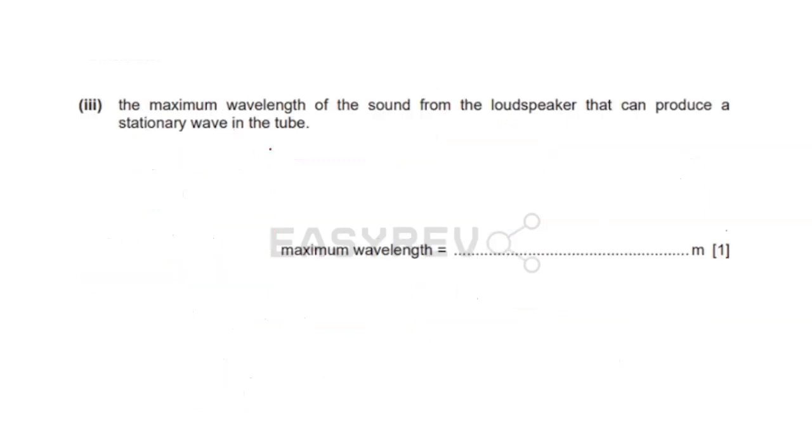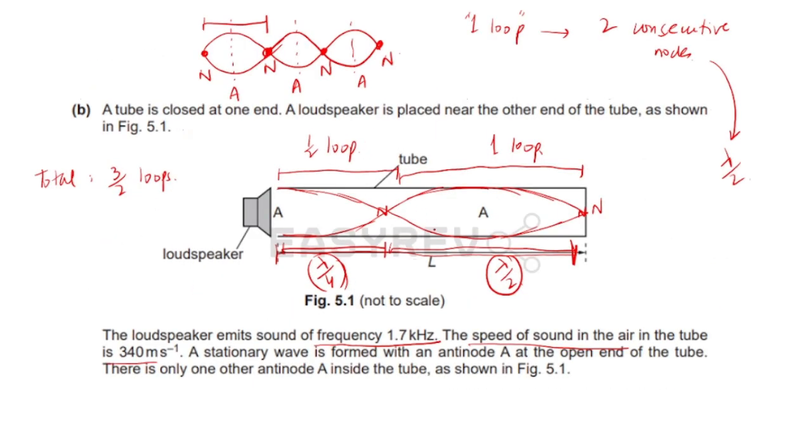The maximum wavelength of the sound from the speaker that can produce a stationary wave in the tube. The largest wavelength that you can get won't be for these many loops, because the more loops you start fitting in the same length L, the smaller those loops get, right? Imagine if I tried to fit in 3 loops inside, then I'd have something like this. So clearly you can see how the loops are getting smaller and smaller, which would lead to an even smaller wavelength.